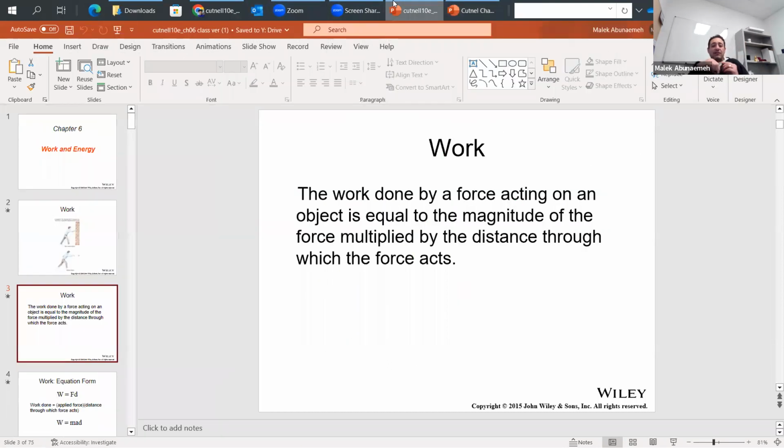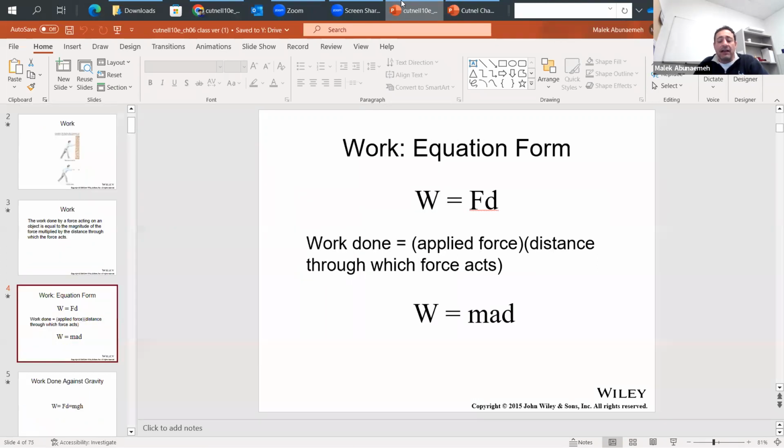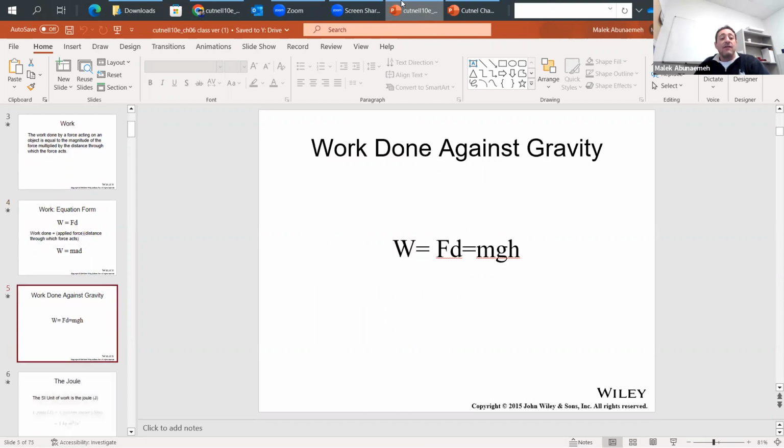So your work done by a force acting on an object is equal to the magnitude of the force multiplied by the distance through which the force acts on the object. And we just saw that the work equals your applied force times your distance, where your force equals mass times acceleration. The work done against gravity, your acceleration is going to be the gravity and your distance is going to be the height, so it'll be mgh.